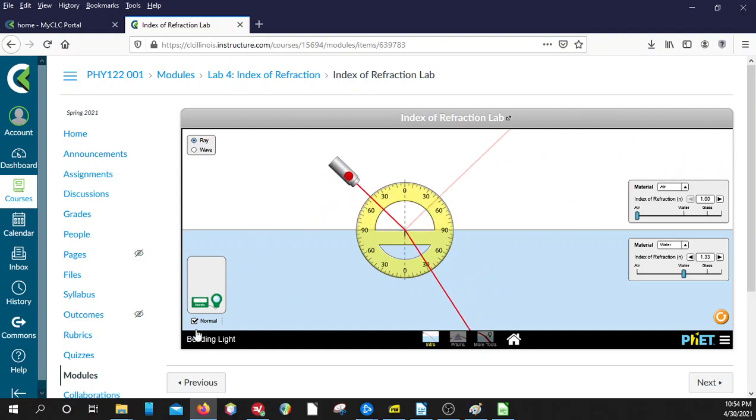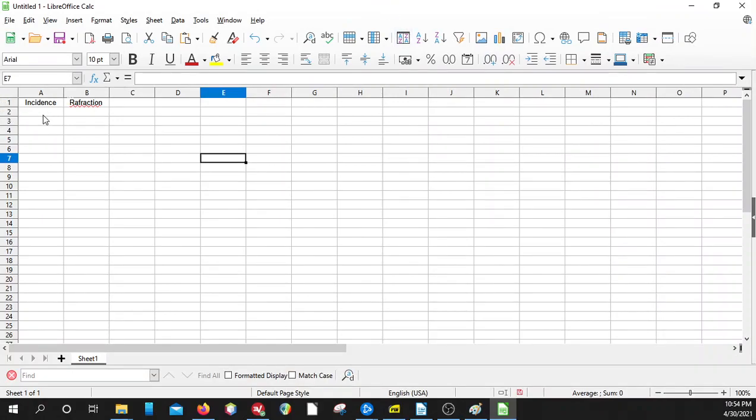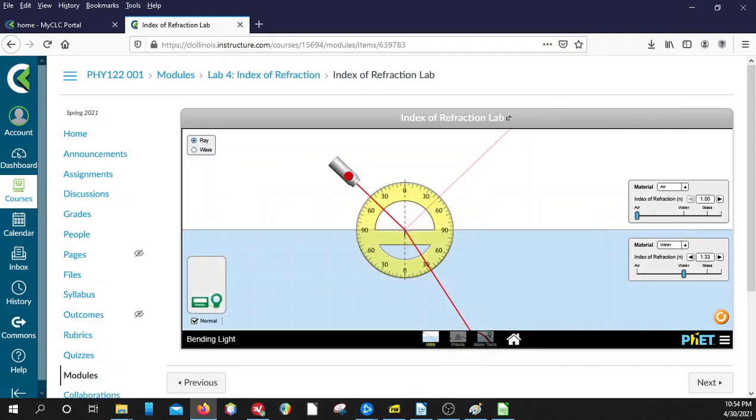Okay. I guess we can turn off the normal vector if we like, but I don't know why we would do that. So what we're going to do is make a table. Put that here. So for the angle of incidence, we're going to pick those 10, 20, 30, 40, 50, up to 80, and then measure the angles of refraction. And they are related by this equation, so let me write it down.